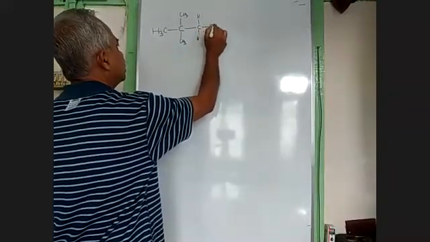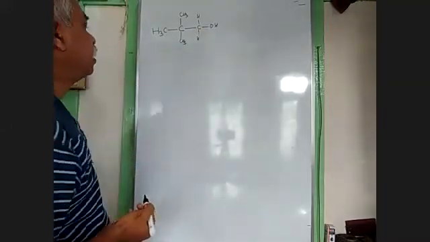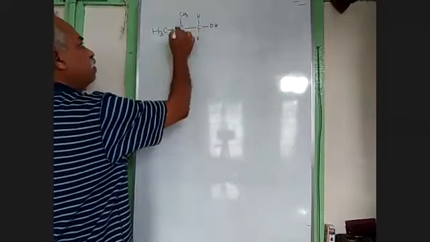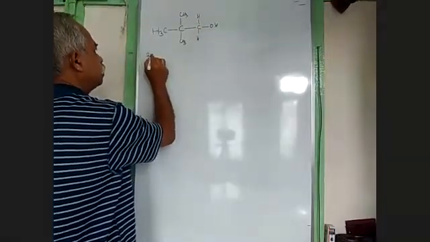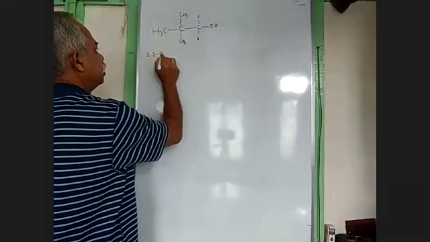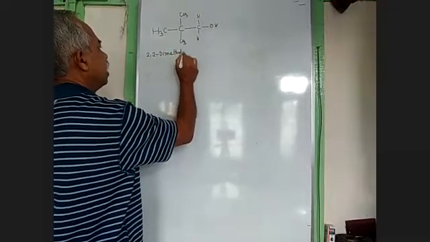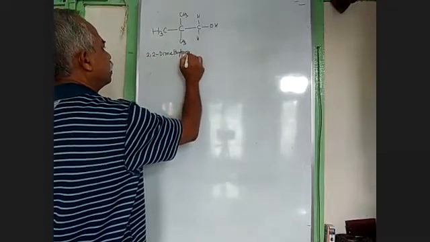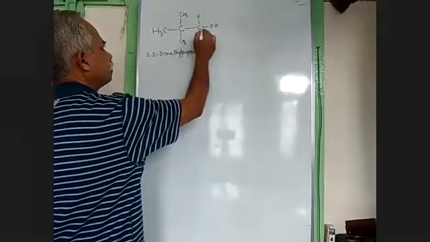Let us take this molecule. See here. What is the name of this molecule? 1, 2, 3. On second carbon, you have 2 methyl. So I'll write here 2,2-dimethylpropan-1-ol. See, this is alpha carbon.